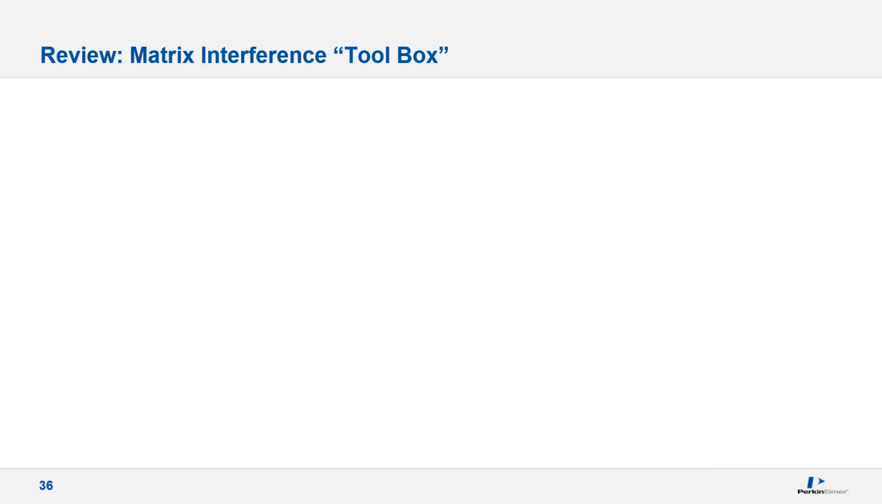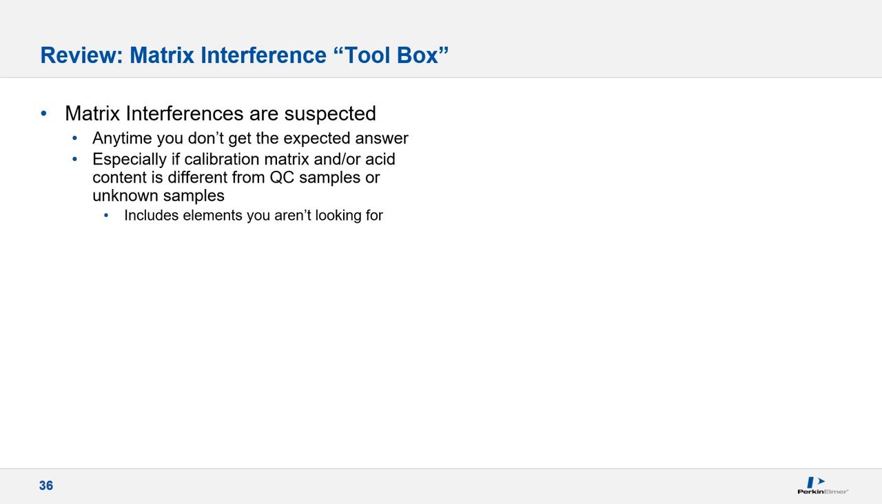So we are about out of time for today, but let's do a quick review of our matrix interference toolbox. First of all, anytime you don't get the expected answer and you've made your standards and samples correctly, you should suspect a matrix interference, especially if your calibration matrix and/or acid content is different from your unknown sample or your QC samples. And yes, a 1-2% difference can matter. And this includes elements that are there that you aren't looking for, such as the sodium in a brine sample or the lithium in a fusion sample.